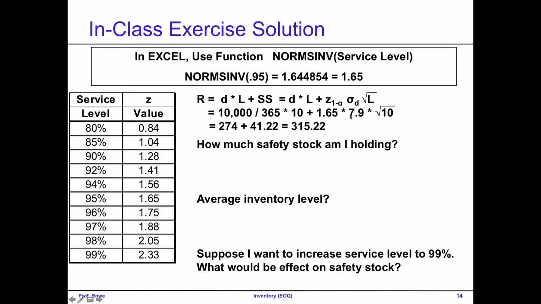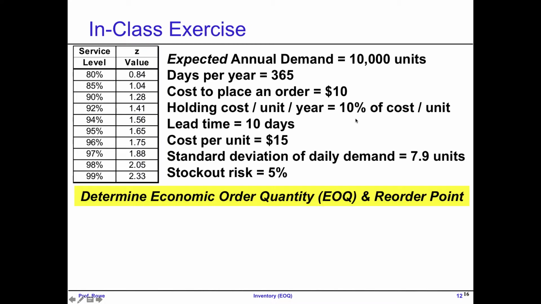Plug in our 1.65. We're given our standard deviation of demand here. Now, this is in daily demand. So the standard deviation of daily demand is 7.9 units. Now, the question would then become, do I need to convert that to annual? Well, let's take a look. What's our lead time in? Our lead time is in days as well.